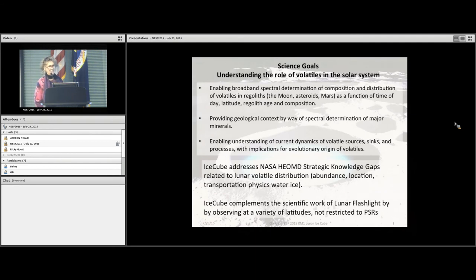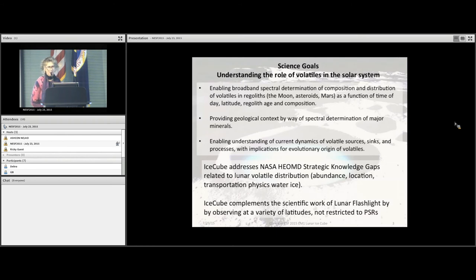And we are looking at doing this systematically as a function of time of day, latitude, regolith age, and composition. And we use, of course, an extensive database that's already been collected by LRO to be able to make these associations and do it systematically. By looking at variations in time of day and latitude, as well as more transient effects that might have to do with variations in solar output, we can begin to take a look at the dynamic aspect of interaction with volatiles, solar wind plasma, and the regolith itself.